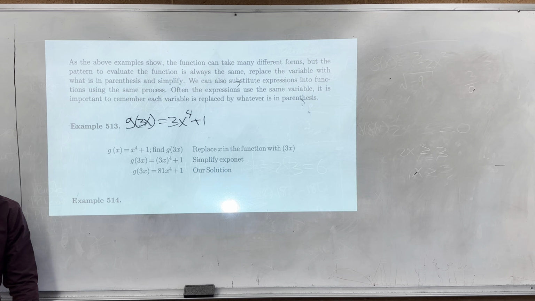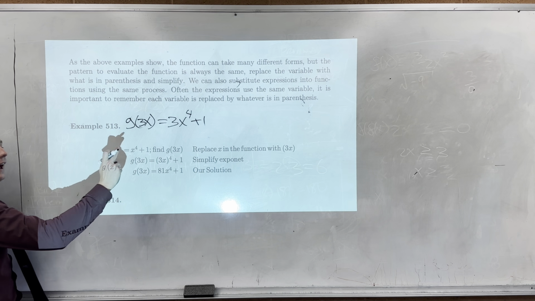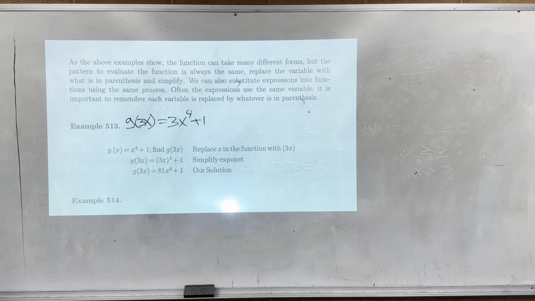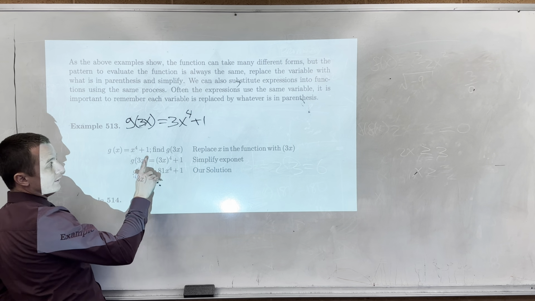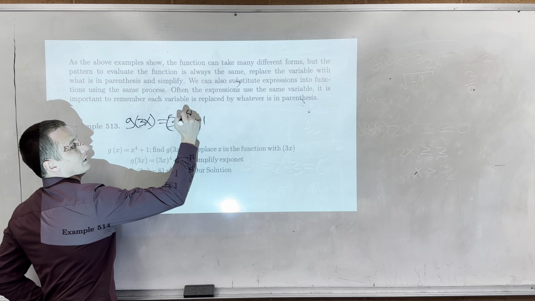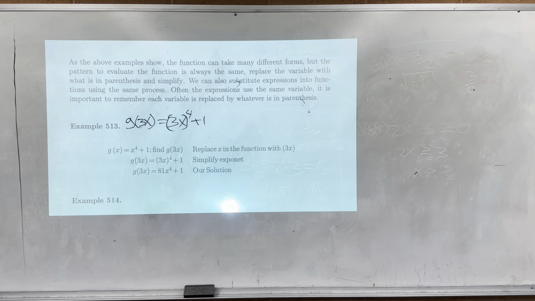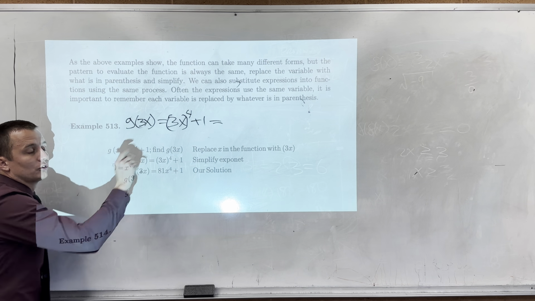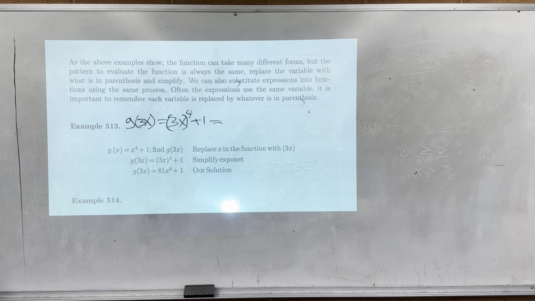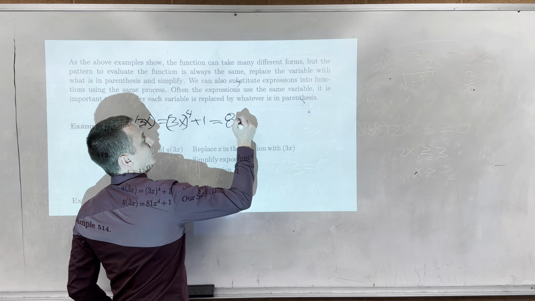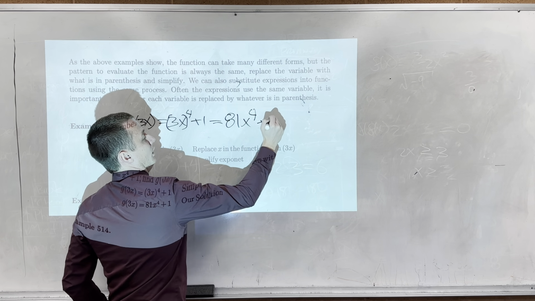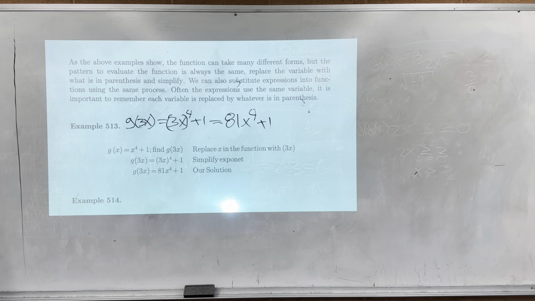No, why not? We have to replace all of our x's with 3x. This is why I tell you, do it with parentheses and you'll save yourself some headache. We replace that x with 3x, so it's (3x) to the 4. Now that's going to be equal to 3 to the power 4 is 81. So it's going to be 81x to the 4 plus 1. Very different from 3x to the 4 plus 1.